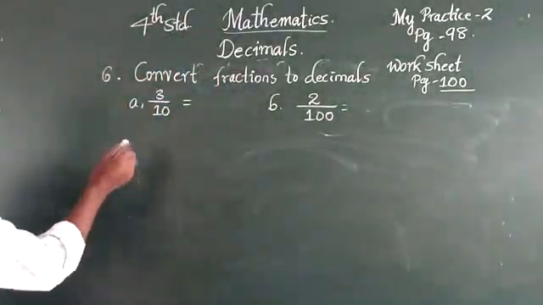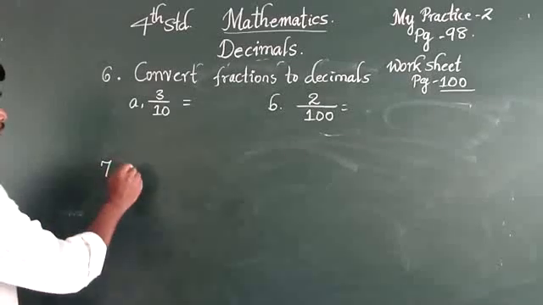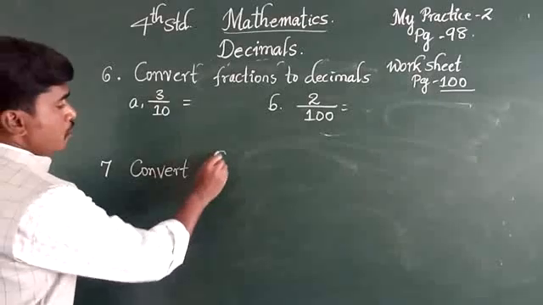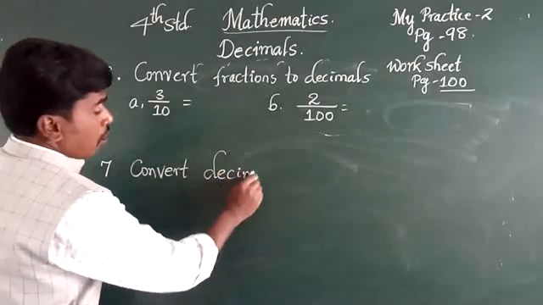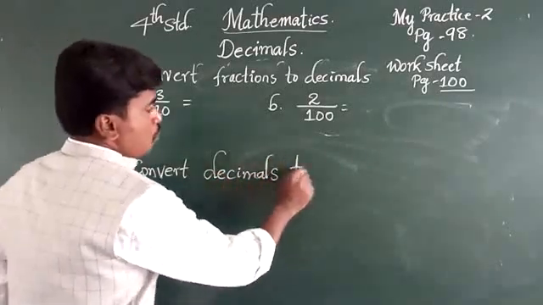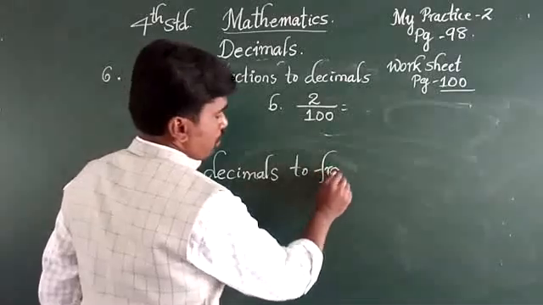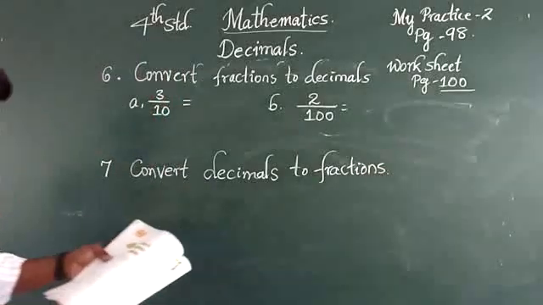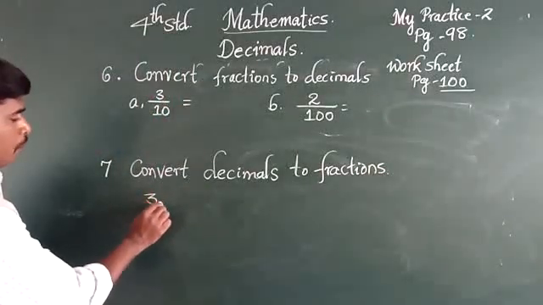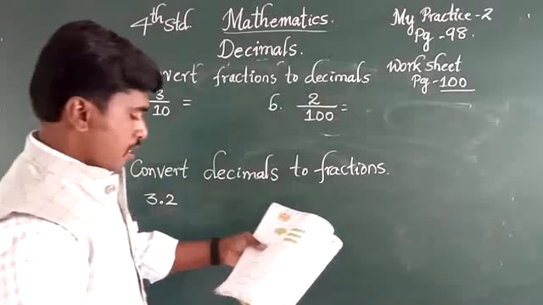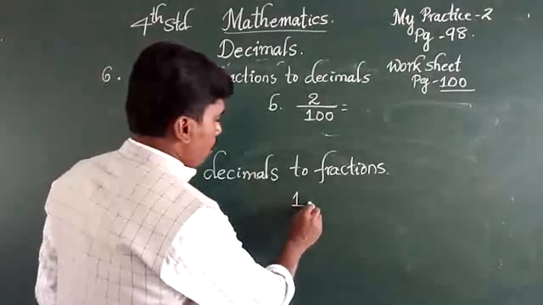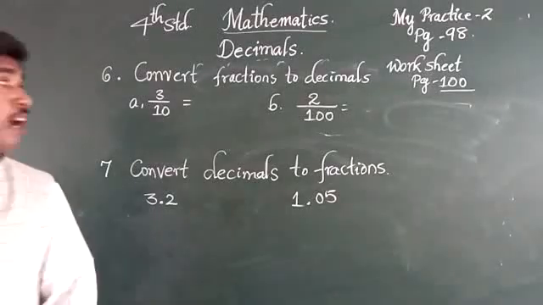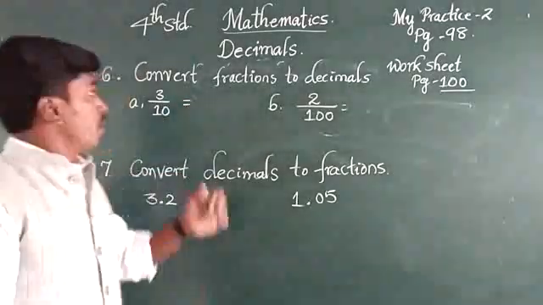Come to seventh main. Convert decimals to fractions. So what is the first one? It is 3.2 and the second one is 1.05. Okay, so here I have taken two problems in each.